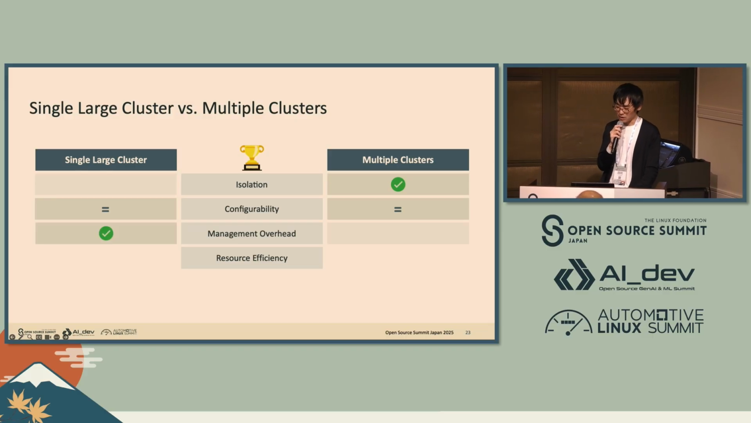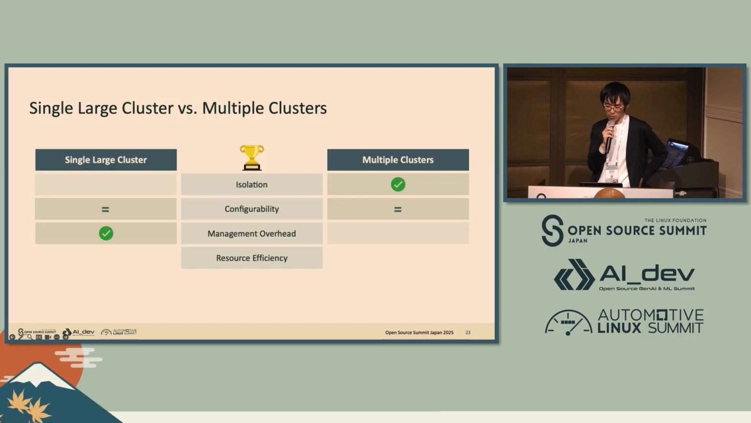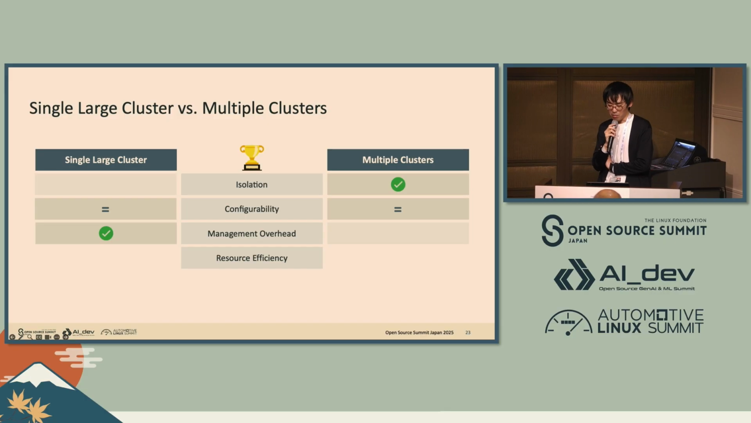Next, let's look at management overhead. In this area, the single cluster model is clearly more favorable. Managing one cluster is naturally more efficient than managing many. With a multi-cluster setup, you need automation to operate dozens of clusters, plus monitoring that spans all of them. This requires more tools, more processes, and more operational expertise. As a result, the management cost becomes much higher in the multi-cluster model.